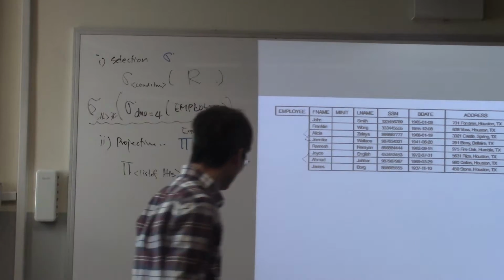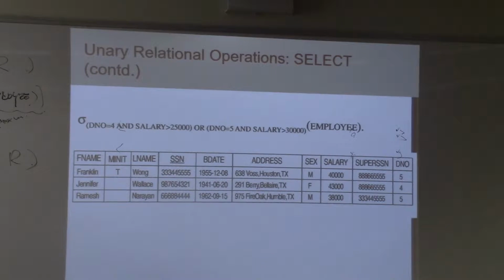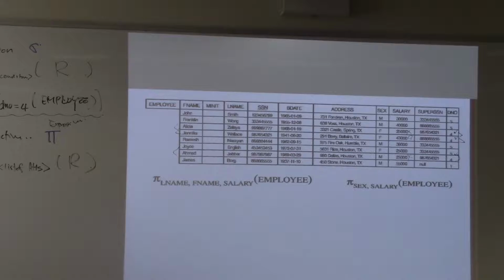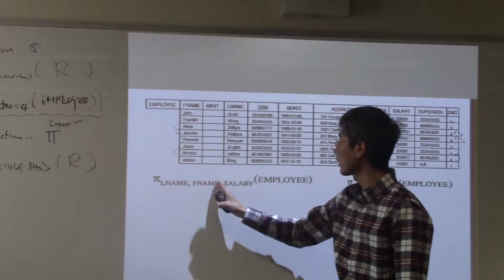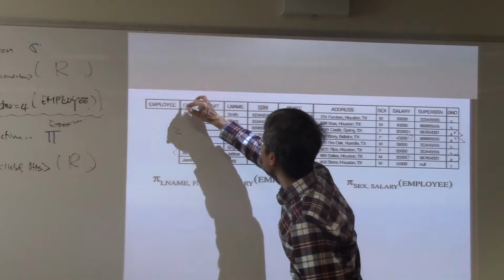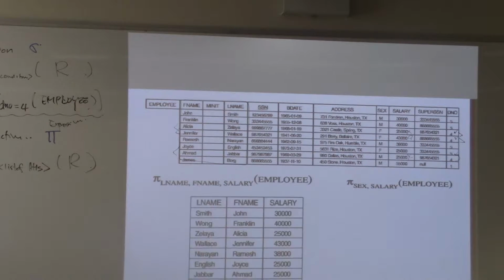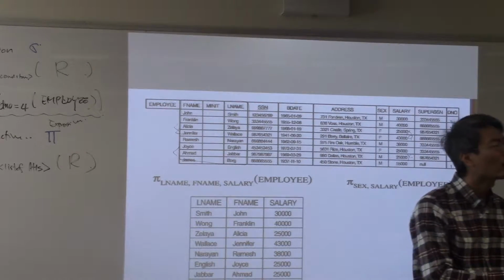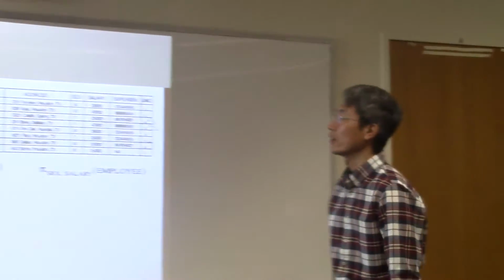For example, this is an example of the previous one. For the projection, here I'd like to get from employee only last name, middle name initial, and salary. The output will be like this. As you can see, it forms another relation. Output of any relational operation is also a relation. Because of that, we can make a relational expression.